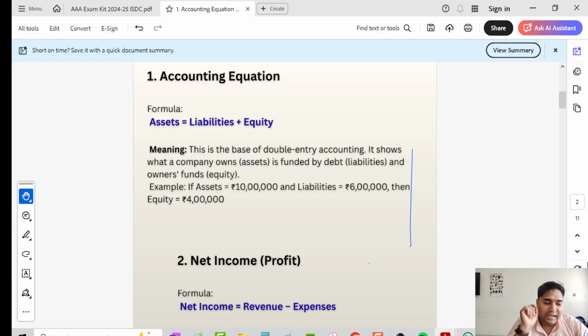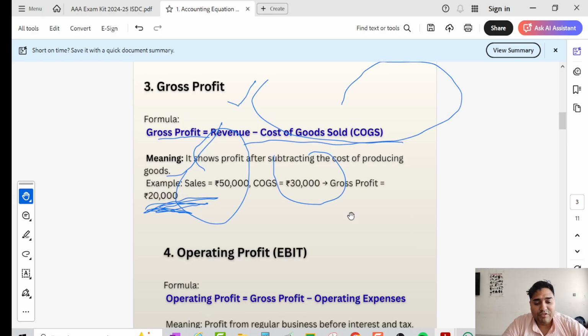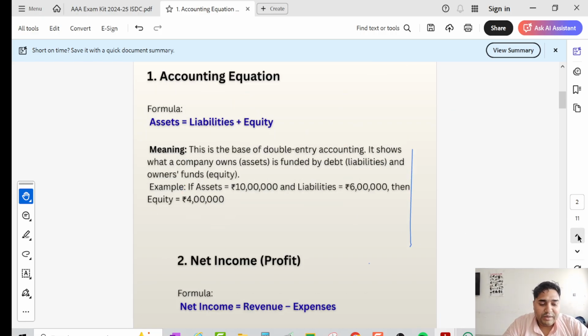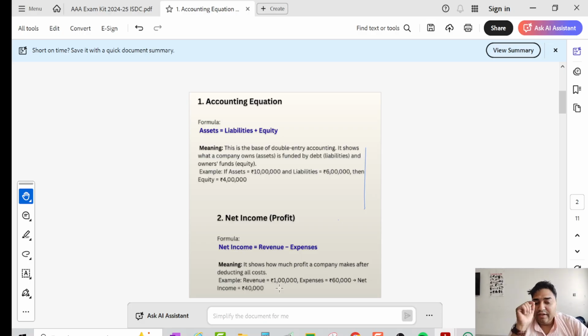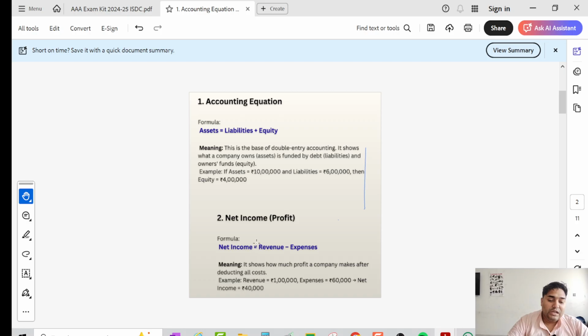Now the second formula is the net profit. Net profit represents the revenue minus expenses. It shows how much profit a company makes after deducting all costs. If a company makes a revenue of 100,000 and there are expenses of 40,000, it means the net income is 40,000. So this is the net income.